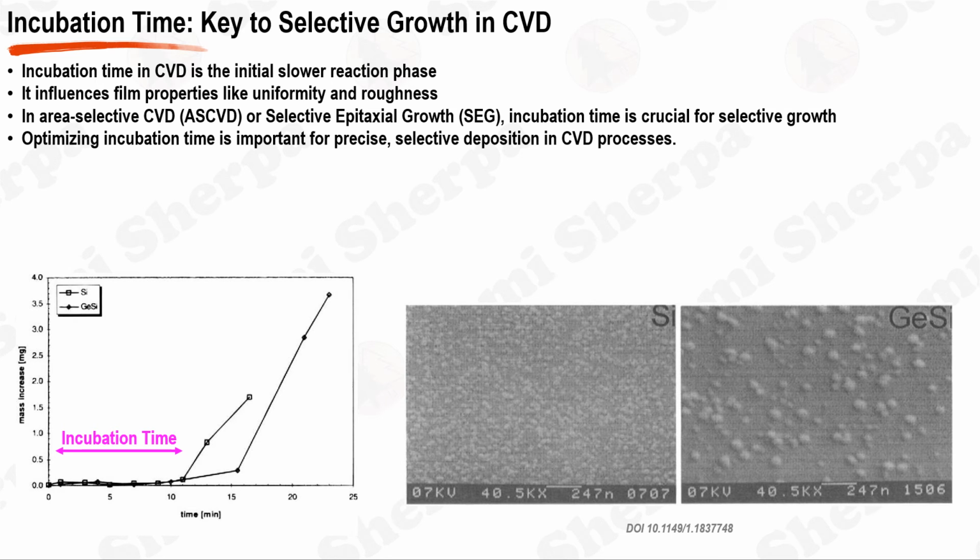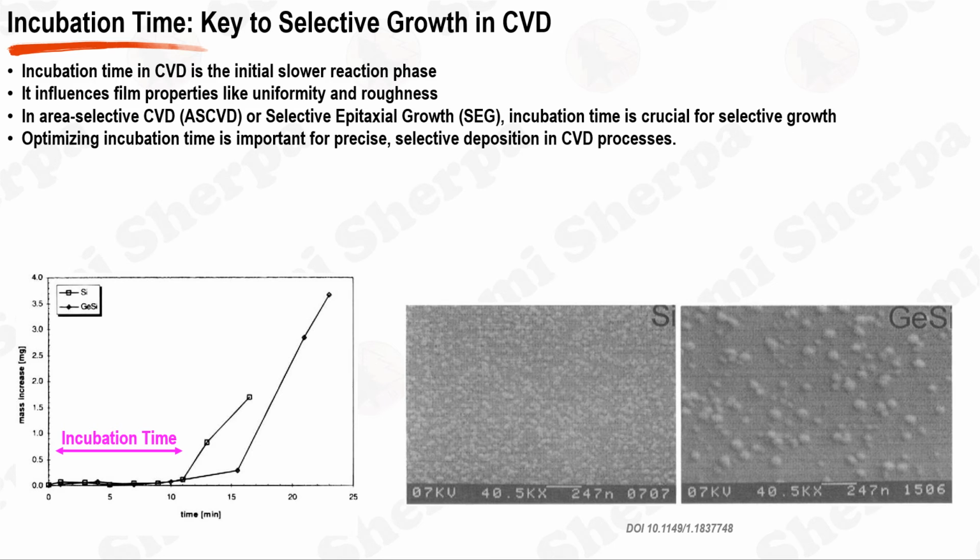If the delay has a strong dependency on the thin film and substrate combination, it facilitates selective growth, allowing for growth on some areas of the substrate but not on others. This attribute is harnessed in area-selective CVD and SiGe to achieve highly precise, selective deposition of materials.